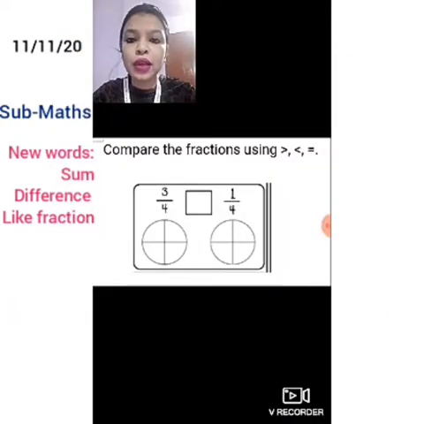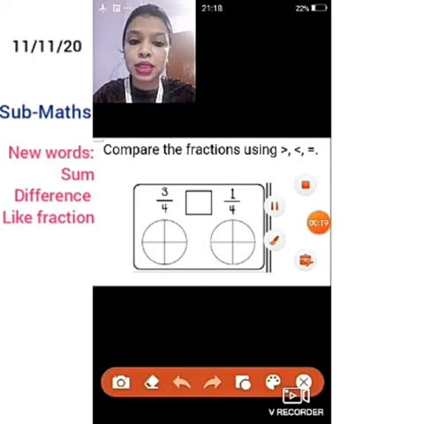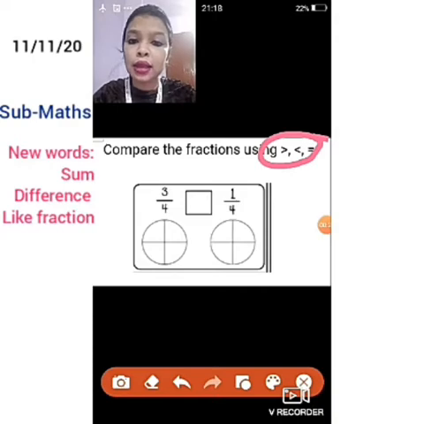So children, we have already learned like fractions, isn't it? And how to compare them? I have taken some questions here. We will compare using the symbols. When we compare, a number is either greater, smaller or equal. We use the mathematical signs: the greater sign, the smaller sign, and the equal sign. These are the mathematical symbols we use when we compare numbers.